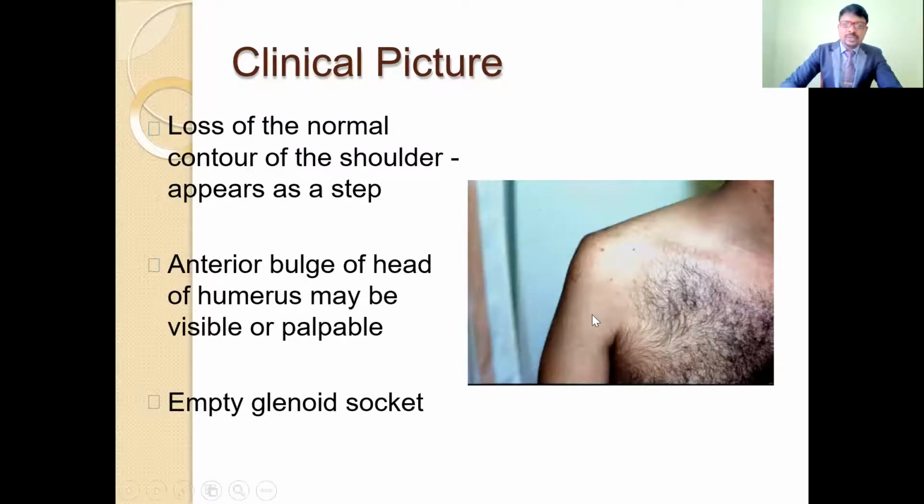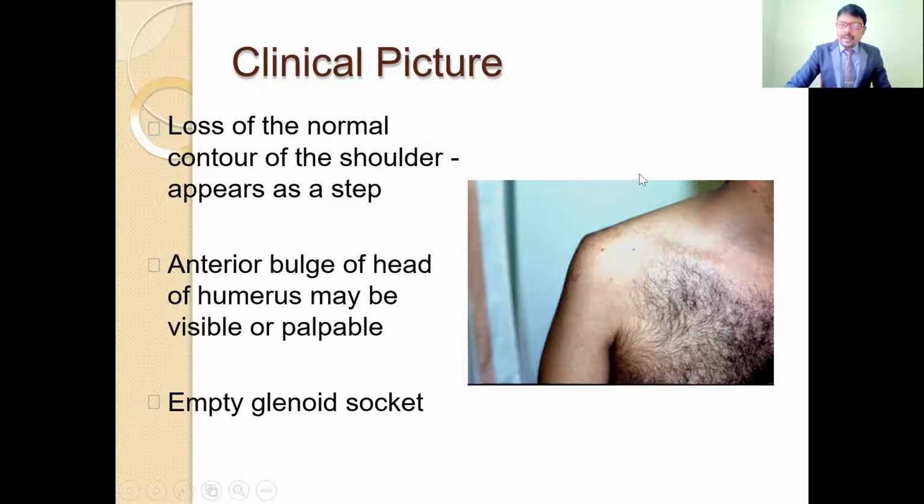And also we are going to observe the loss of the normal contour of the shoulder, which appears as a step. If you see here, the difference between the shoulder joints. That means we can feel some space between the glenoid cavity and the head of the humerus. Normally there is no space between the glenoid cavity and the head of the humerus, but here we are going to feel a step, a space, because of the displacement of the head of the humerus. It comes down, and because of this displacement we see this step appearance.